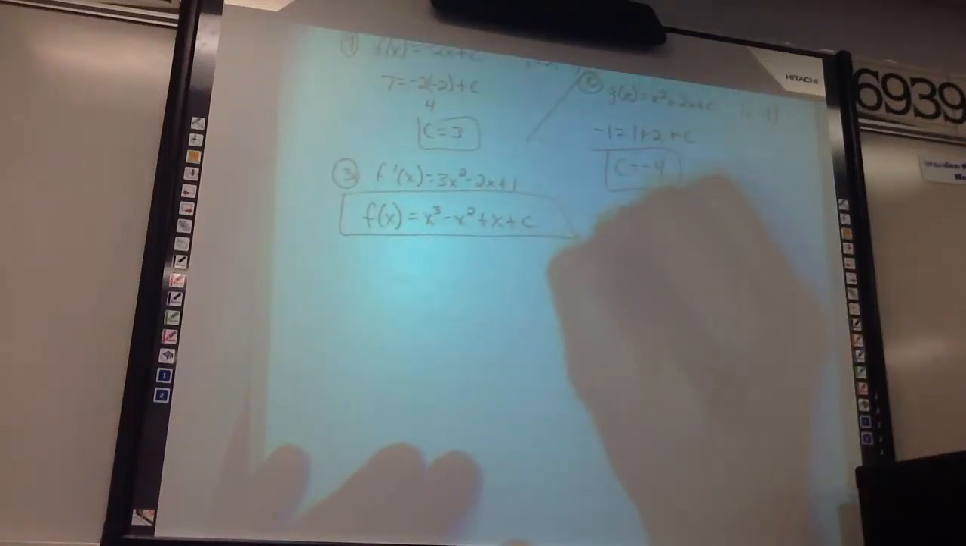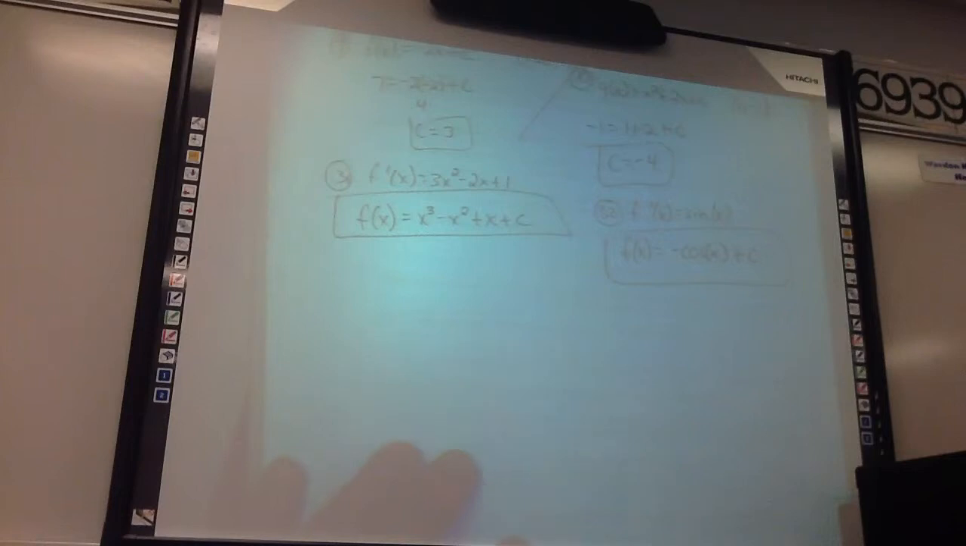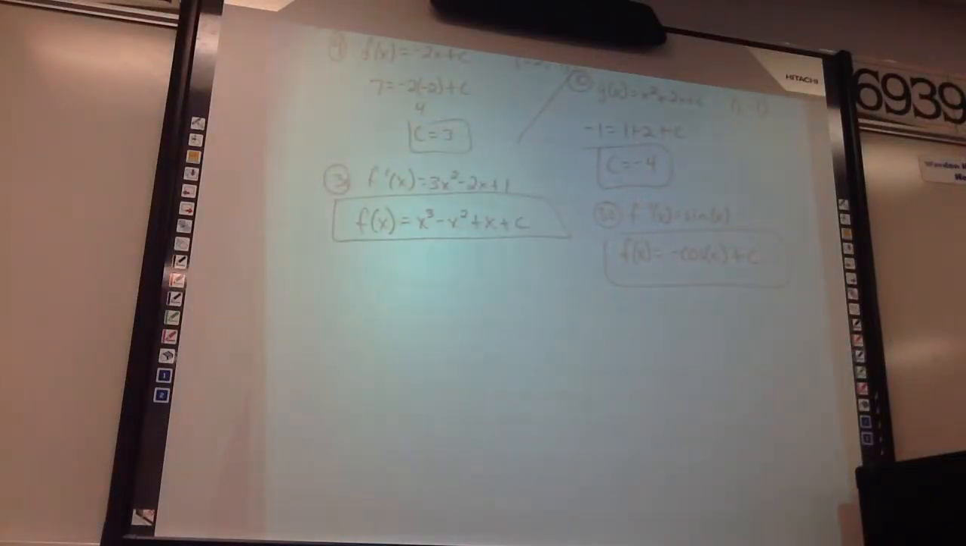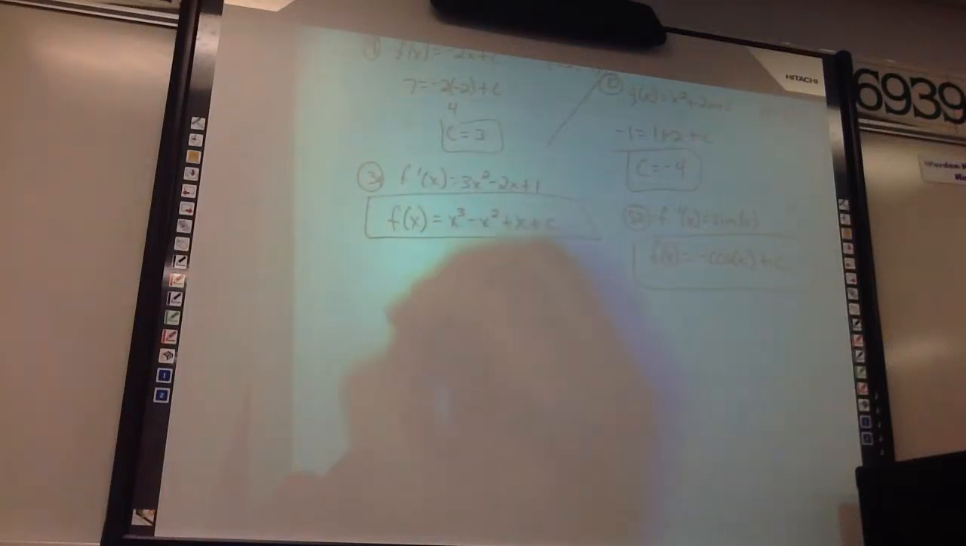And then 32, if the derivative is the sine of x, negative cosine of x plus C. What is the original? Negative cosine of x plus C, right? What's the derivative of cosine? Negative sine. Yes, you need the negative, but you gotta have the plus C. That was right, yes. I just put that. So I'm supposed to be adding plus C. Pretty much, almost, yeah.